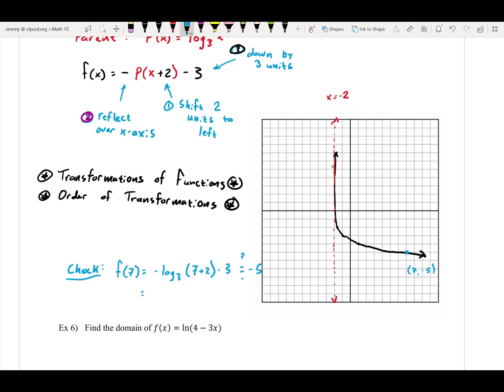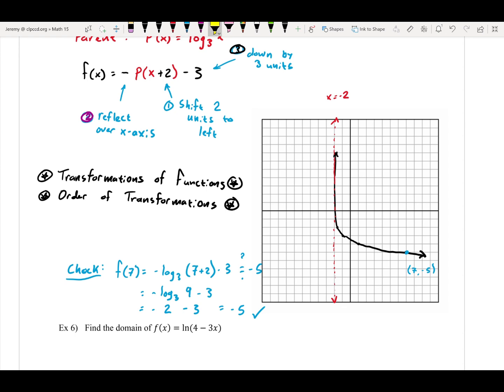Let's see. Negative log base 3 of 9, just PEMDAS, simplifying inside of the parentheses. Okay, log base 3 of 9, I can evaluate that. 3 to the second power is equal to 9, so this is really a negative 2. And what is negative 2 minus 3? It is, in fact, negative 5.